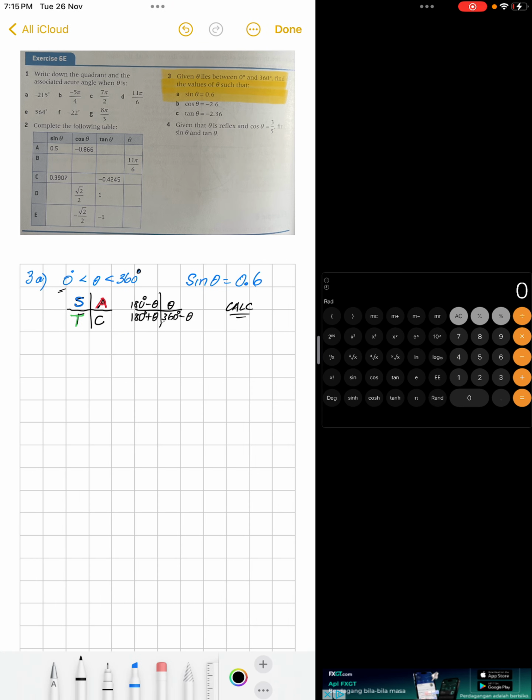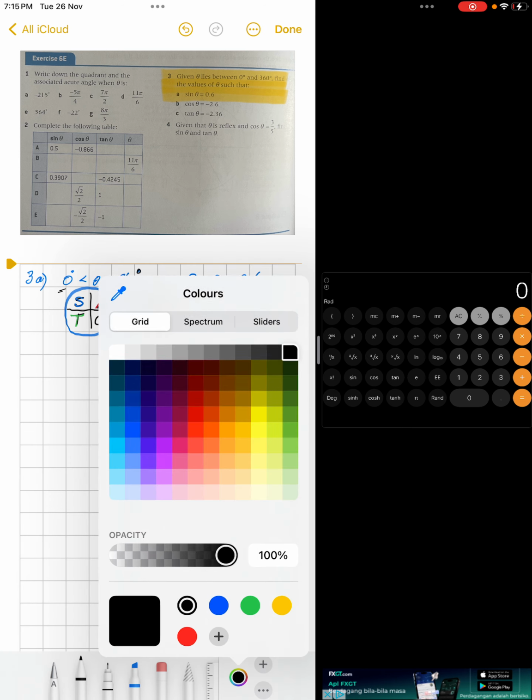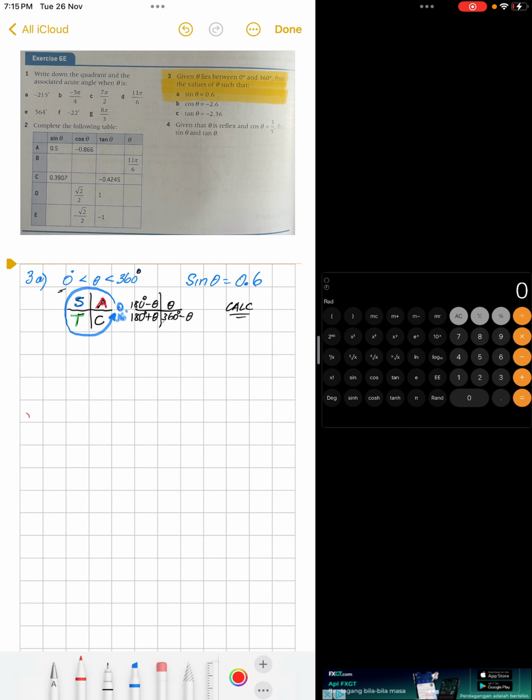All right. Now, let's start. We're told that we are going to use all four quadrants, which means from 0 all the way around to 360 degrees. Now, that's important because theta could be in quadrant 1, quadrant 2, quadrant 3, or quadrant 4. The next thing we look at is that sine is positive.